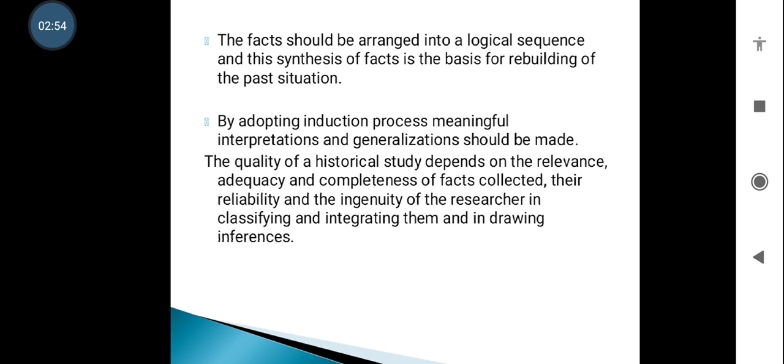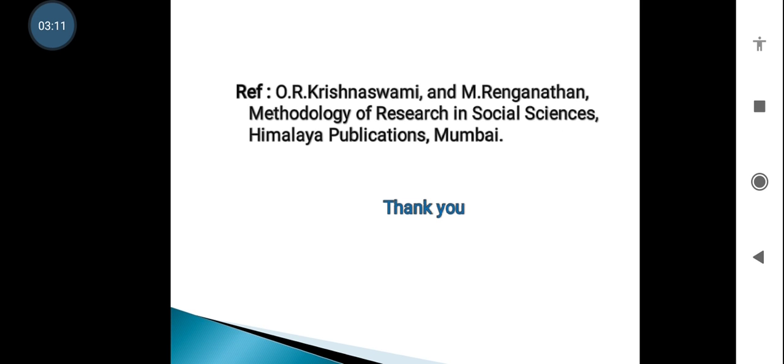The quality of a historical study depends on the relevance, adequacy and completeness of the facts collected, their reliability, and the ingenuity of the researcher in classifying and integrating them and in drawing inferences. So these are the steps involved in the historical research method.